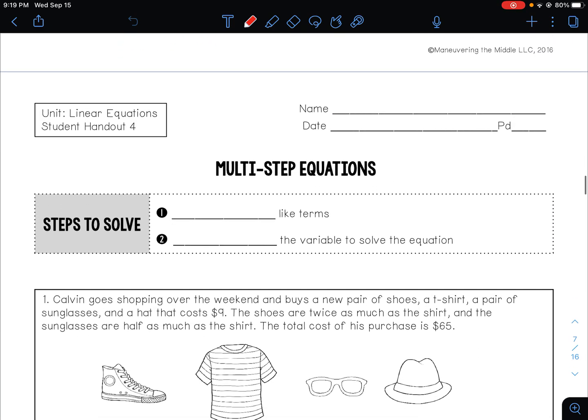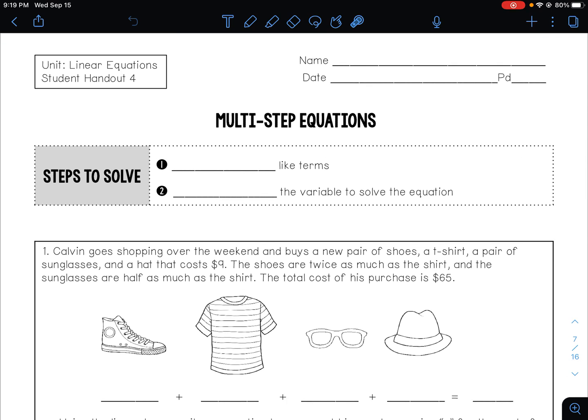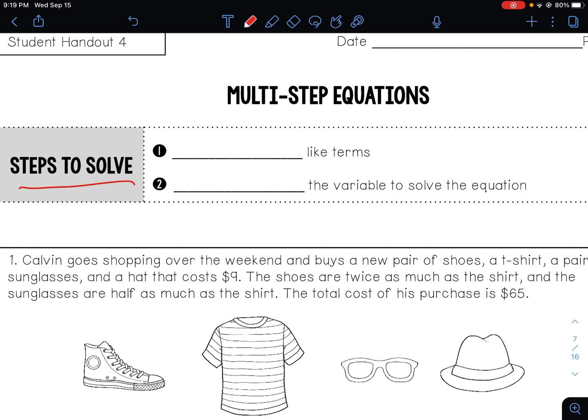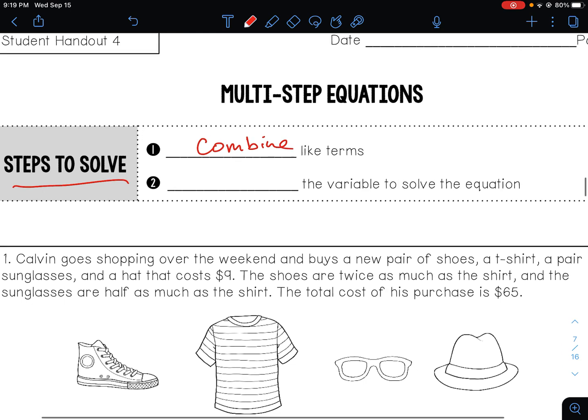In this video, we are going to go over multi-step equations. Let's begin. So here are the steps to solve. First things first, we need to combine like terms. So what are like terms?